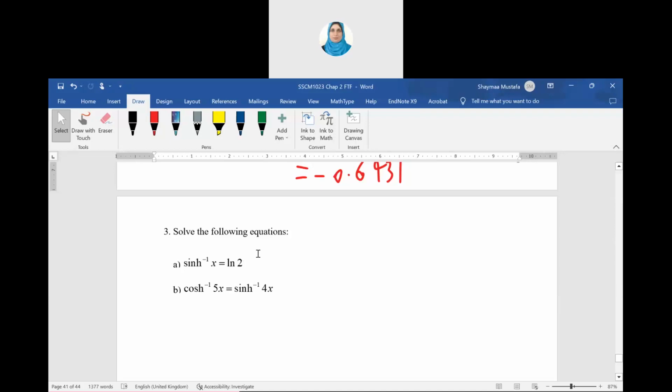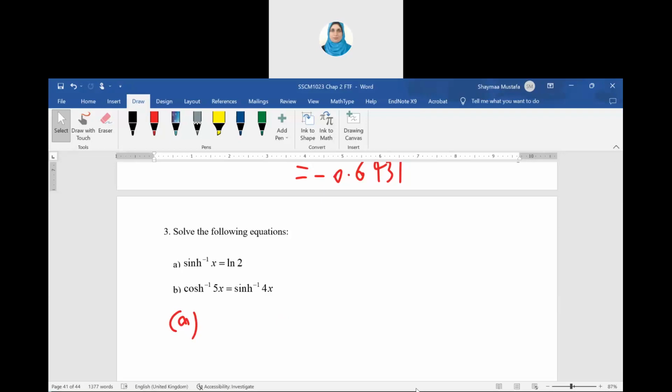Okay? We need here to find the value of x that gives sine inverse x is equal to natural logarithm of 2, using definition. Here, when I tell you using definition, you have two options for the solution. I will solve this part A by two methods, and both methods are correct.